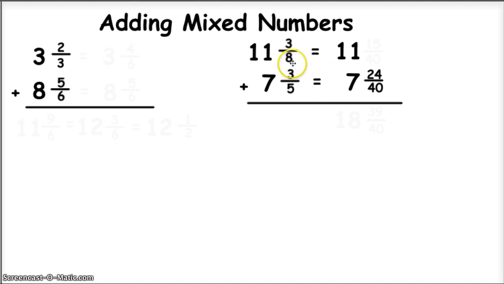The next one, I'm going to multiply 8 times 5 to make 40. So I'm going to take 3 times 5 to get 15. So 11 3/8 is equivalent to 11 and 15/40.